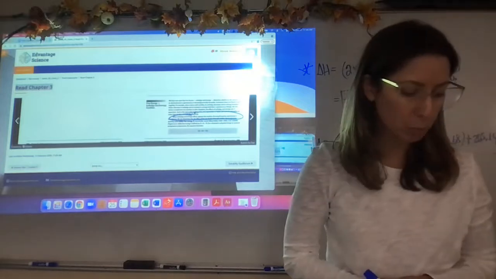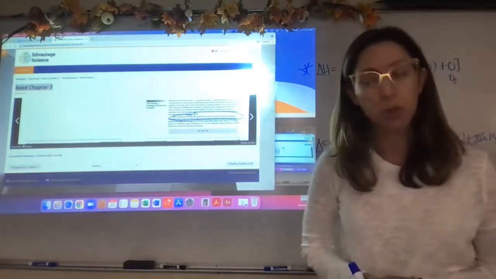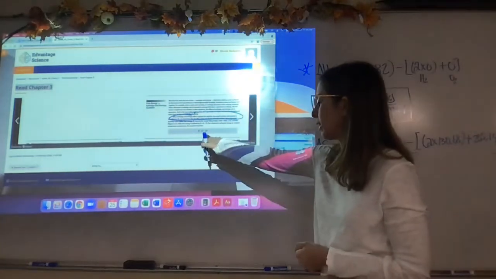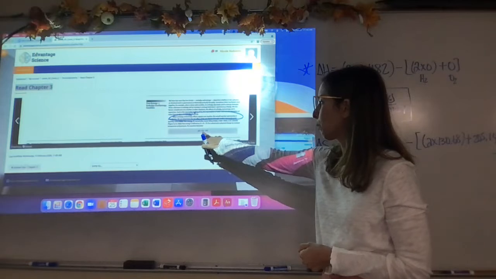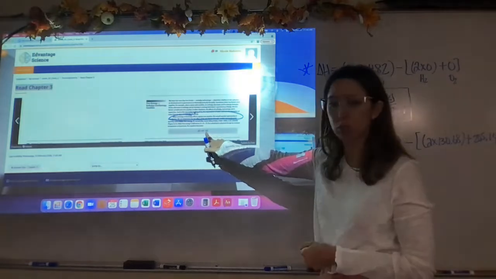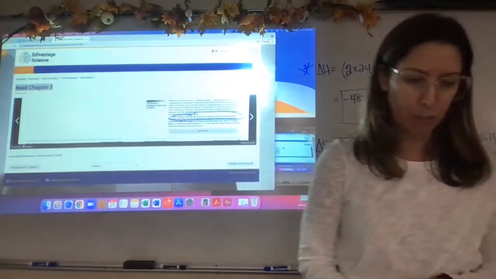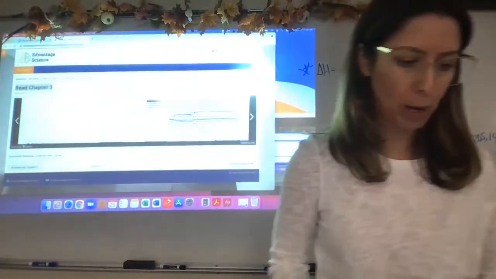Gibbs free energy is abbreviated with a capital G. In order to determine Gibbs free energy, you take the change in enthalpy for that process, minus the temperature in Kelvin times the change in entropy for the process.